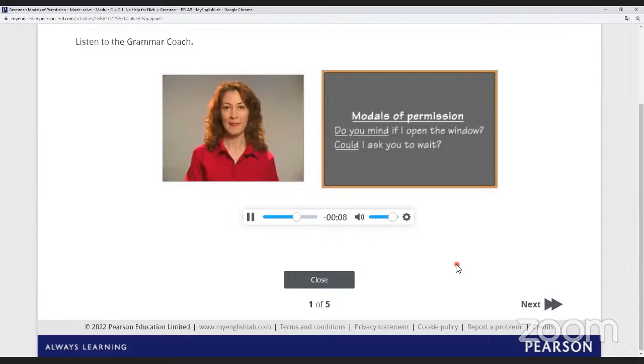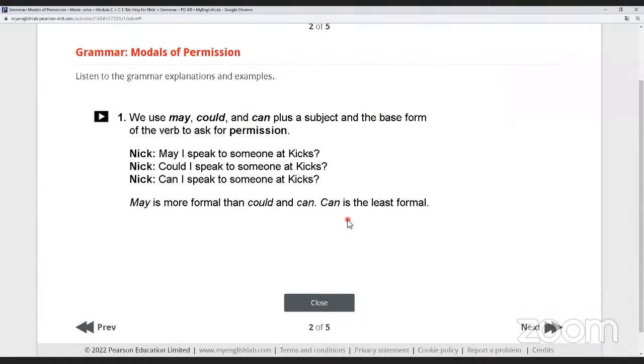Thanks. We use do you mind and could to ask permission. Let's look at these and some other ways to ask permission. All right, so we have some modals, as you know. We saw modals of possibility, right? Today's lesson is about modals of permission. This lesson is kind of short, right? So we're gonna learn how to use them. First of all, we're gonna listen to the first audio, and let's see how many modals of permission we have.